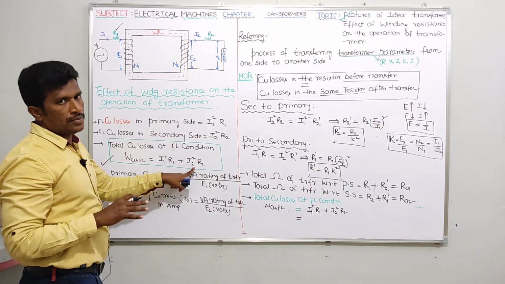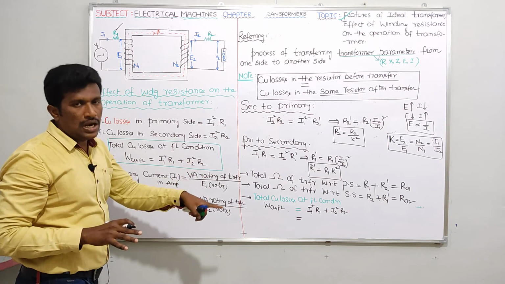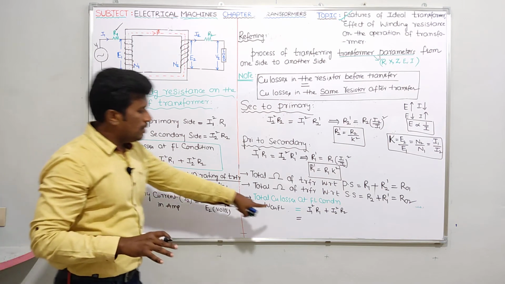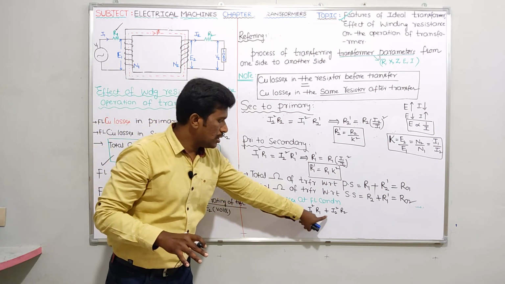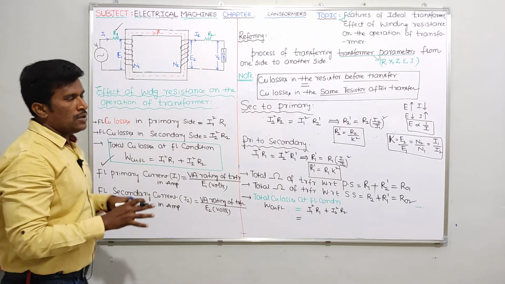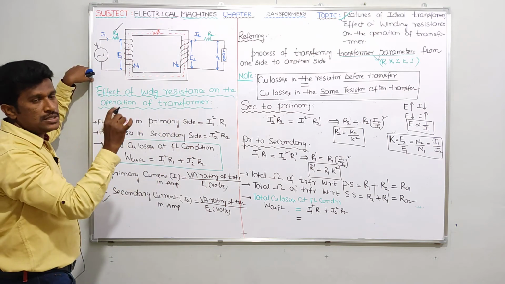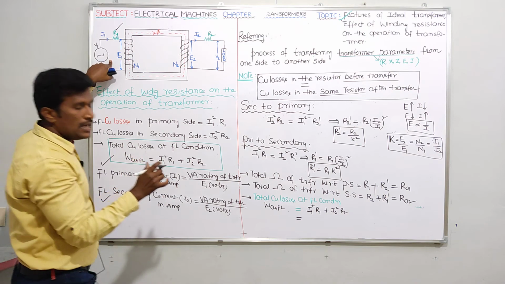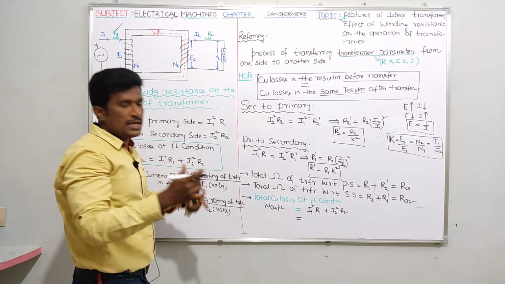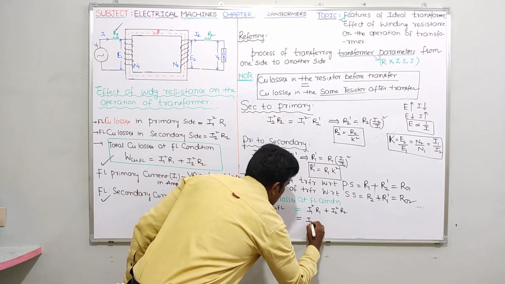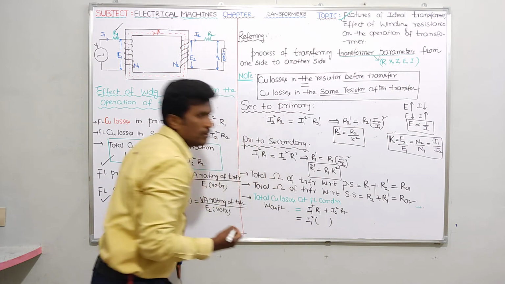I am asking now total full load copper losses at full load condition without referring, means I1 square R1 plus I2 square R2. That is okay. Suppose with respect to primary, if I ask you, that word is very important. With respect to primary means what is the current flowing in primary side? I1. I am asking copper loss, right? You should write I1 square into.